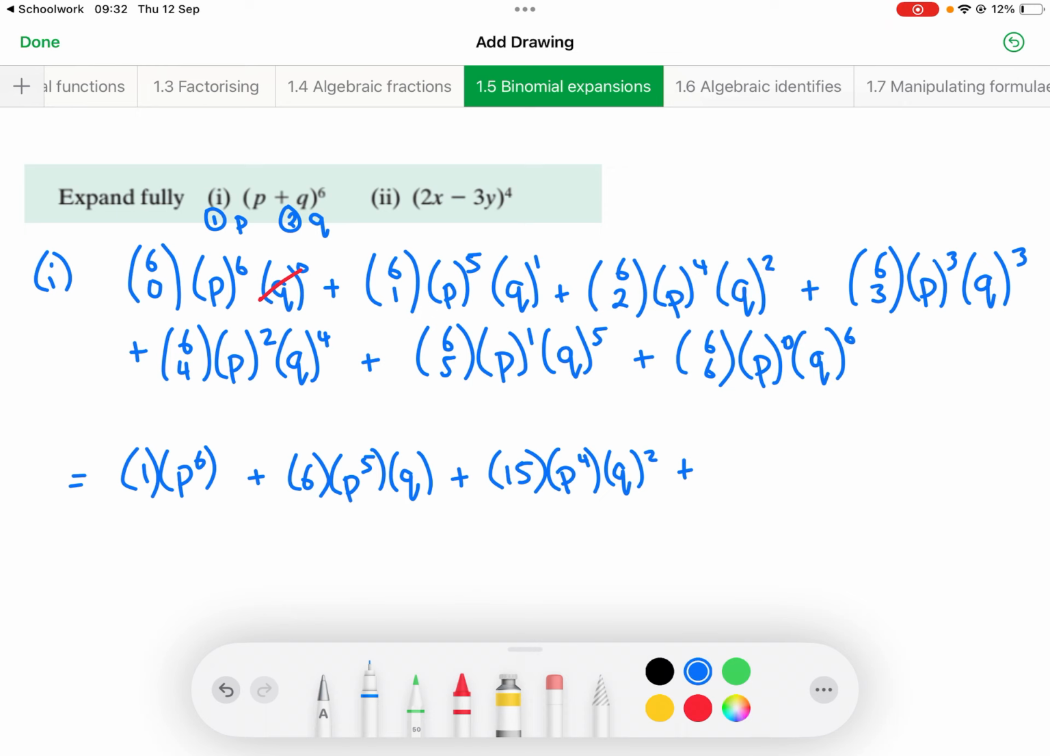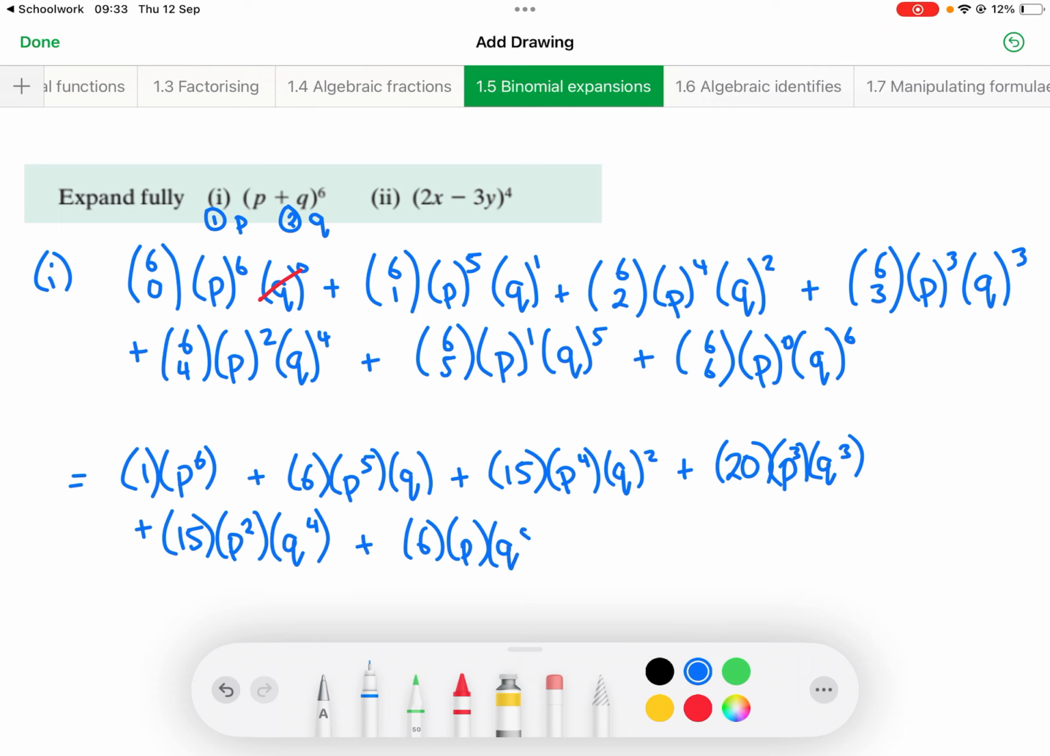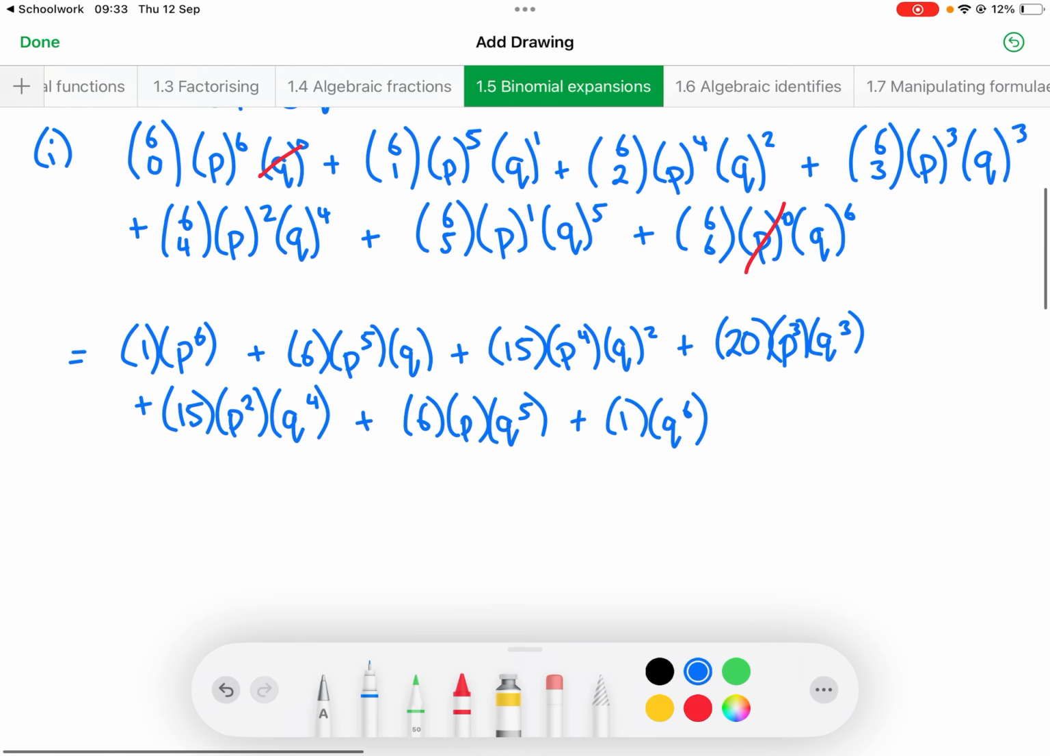6 choose 3 is 20, and that's p to the power of 3, q to the power of 3, plus 6 choose 4 is 15, and then that's p squared, q to the power of 4. 6 choose 5 is 6, and then that's p times q to the power of 5, and 6 choose 6 is 1. And p to the power of 0 is just going to disappear, and then that's q to the power of 6.